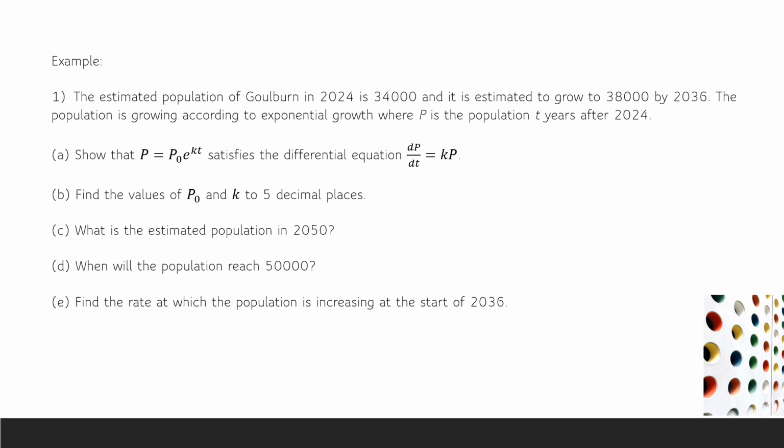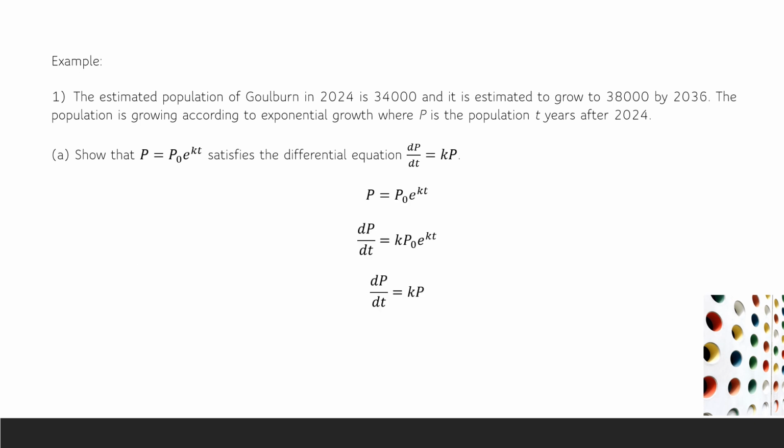So step 1, we're going to show that P equals P0 e to the kt satisfies the differential equation. That question comes up more often than not in exams, so I'm just making sure that we put that in there. We're going to find the value of P0 and k, estimate the population in 2050 if it continues to grow with this exponential, and work out when the population will get to 50,000. And we're going to look at the rate at which the population is increasing.